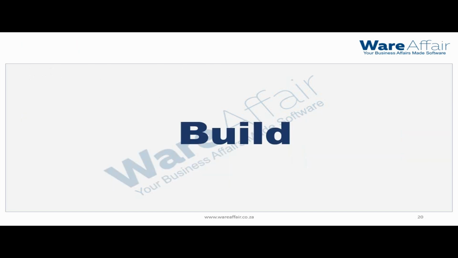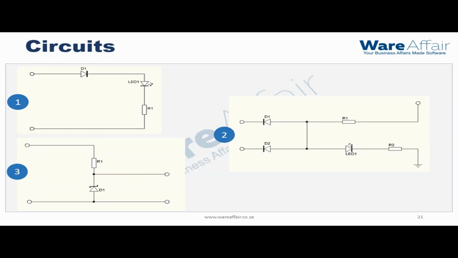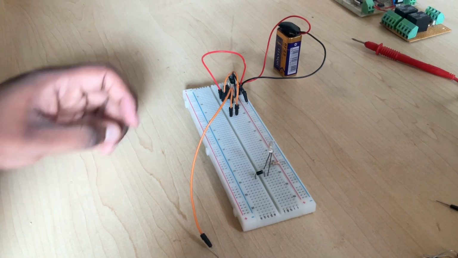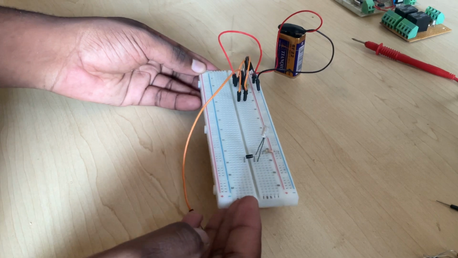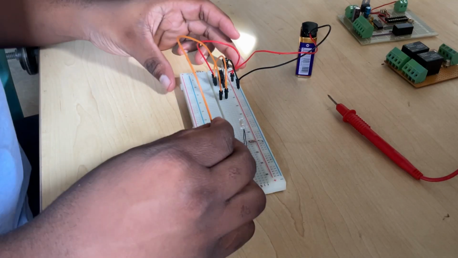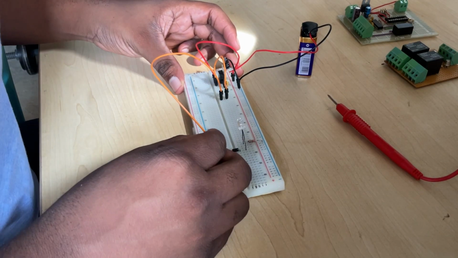Let's take some time to build some of these circuits. We're going to build 3 circuits for us to properly understand the characteristics of diodes. And these can be seen on the screen. Here we have our first circuit, which is a simple LED circuit with a diode in series that's forward biased. When the current flows in the positive direction, the LED will turn on.